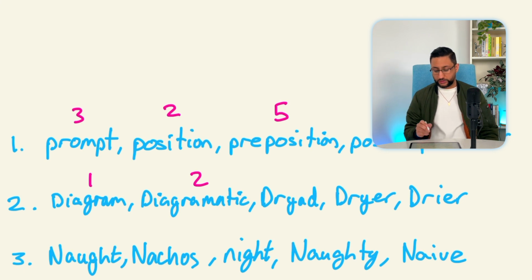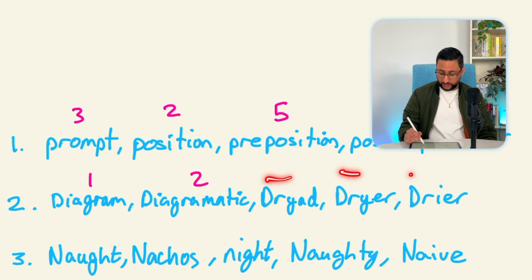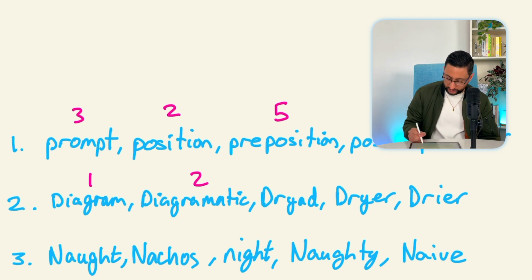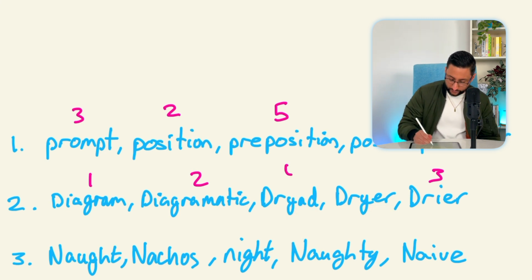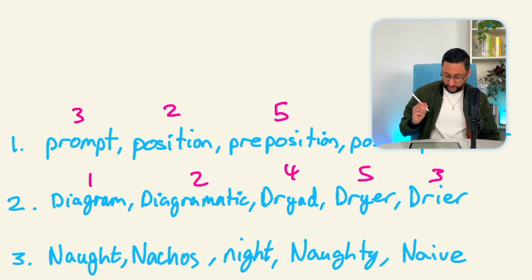Now, dryad, dryer, and dryer. D-R-Y, D-R-Y, D-R-I. So the I is going to come first, that's going to be position 3. And with dryad and dryer, it's position 4 where it starts to differ. And A comes before E. So dryad is 4, dryer is 5.